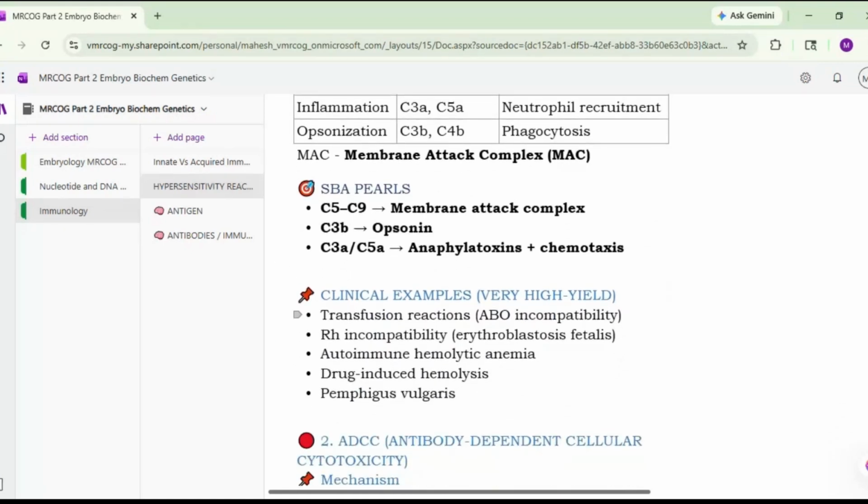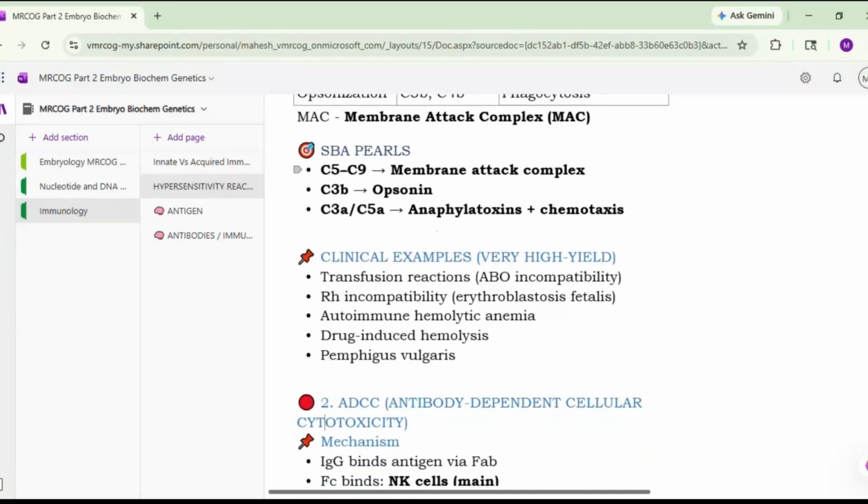Then examples: you should remember examples of all types 1, 2, 3, 4. Transfusion reaction is a type 2 hypersensitivity reaction. Transfusion reactions such as ABO incompatibility, RH incompatibility like erythroblastosis fetalis, autoimmune hemolytic anemia, drug-induced hemolysis, and pemphigus vulgaris.